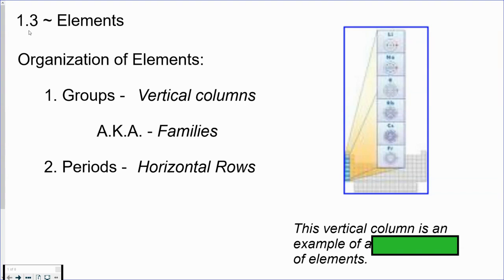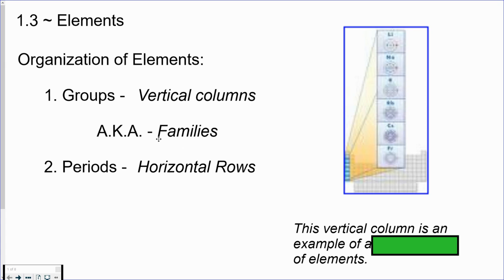Welcome back, class. We're going to talk about elements and how they are organized on the periodic table. So the first things that we need to know are what are groups and what are periods. Well, groups are vertical columns on the periodic table. We also call them families.